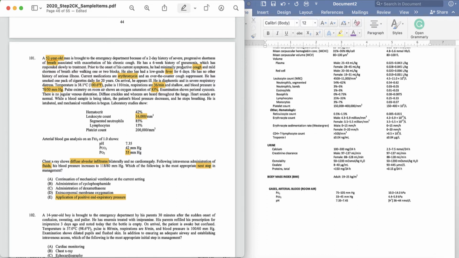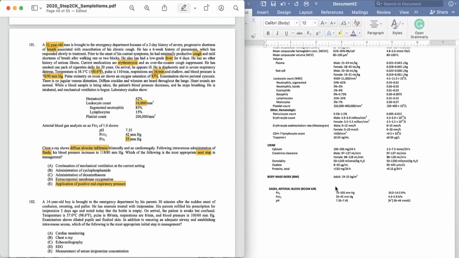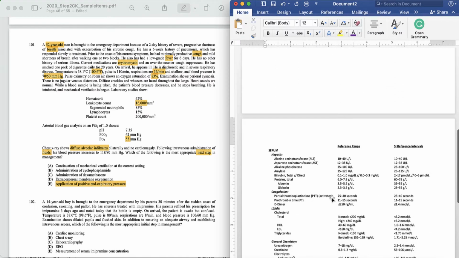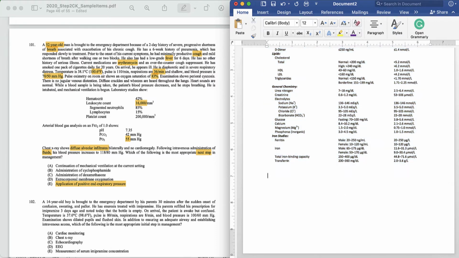So here I highlighted relevant stuff like his cough, fever, and that he was on a medication. Looks like his vitals, he had a high temp and he's having some trouble breathing, and his O2 stats are low. So another thing you can try with big questions like this, and I only recommend this starting out when you're new to this and still learning all the material.